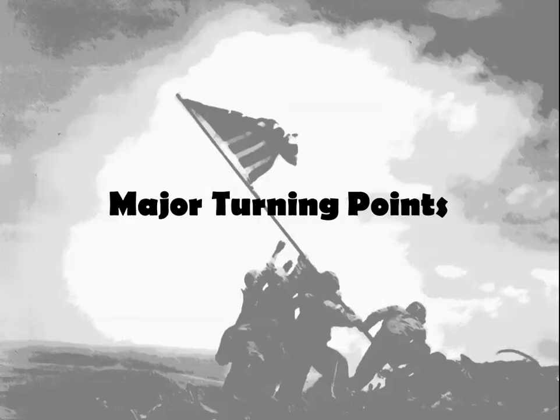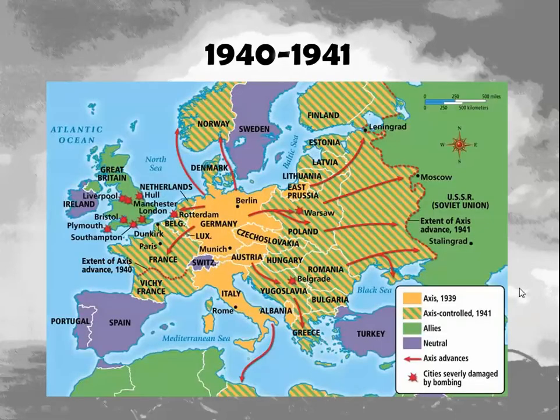Now, the major turning points, what were they? Well, first off, in 1940 to 1941, Germany invaded Denmark, Norway, the Netherlands, Belgium, France, much of Eastern Europe, and the Soviet Union. In Europe, only Great Britain remains free of German control, but they underwent heavy bombing during what was known as the Battle of Britain.